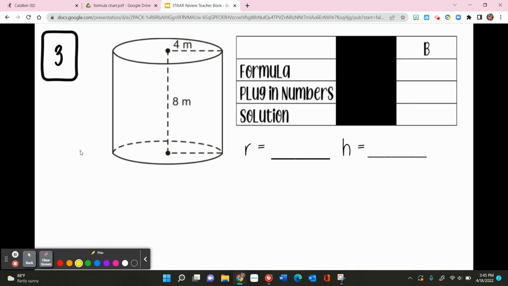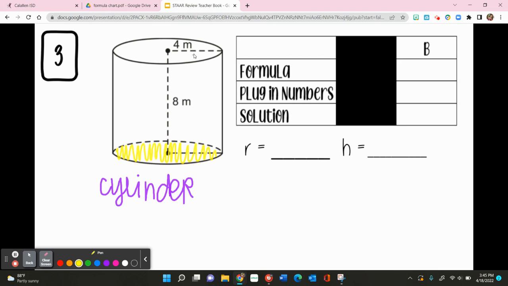Next, we're going to go ahead and look at number 3. So for number 3, this shape is a cylinder. Now remember, on a cylinder, your base shape is a circle. So I'm going to highlight the circle.